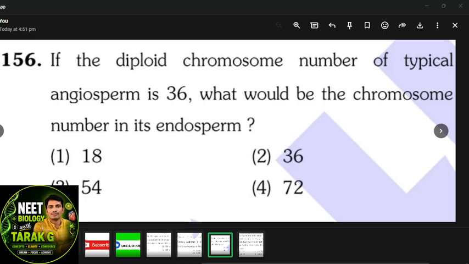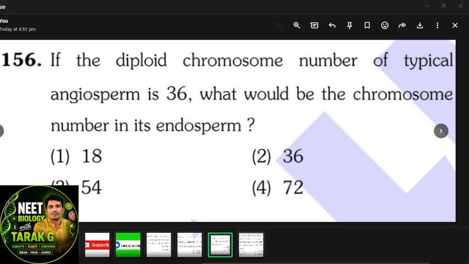Now 3N is equal to 3 into 18, and 18 threes are 54. The answer is 3N, N plus N. 36 is the diploid number of the angiosperm. If you divide by 2, it comes as 18, so 1 N is 18. How many N's are there? 3 N's are there. Then 54 is the answer. Got it? Next we'll go for population growth.